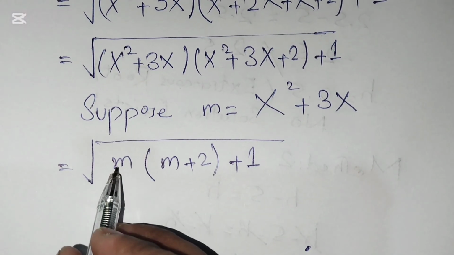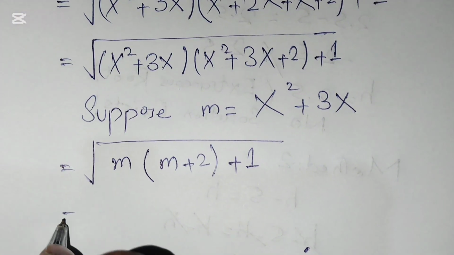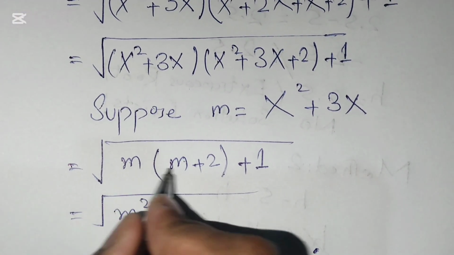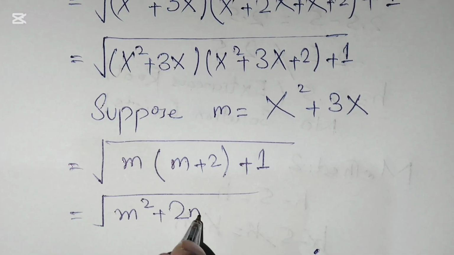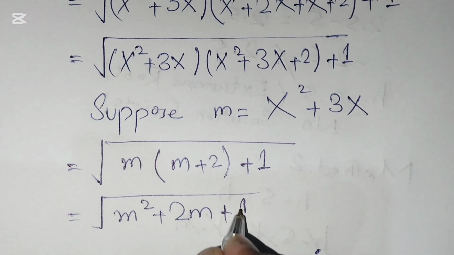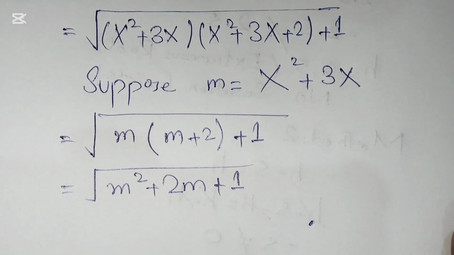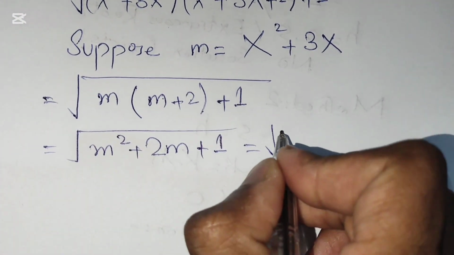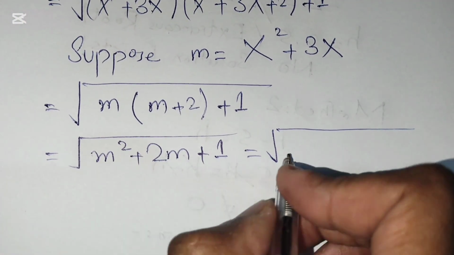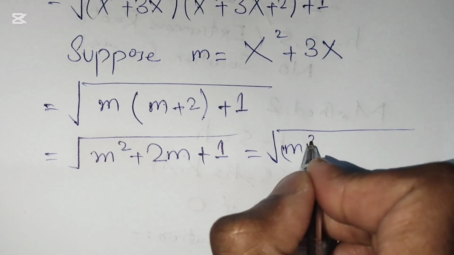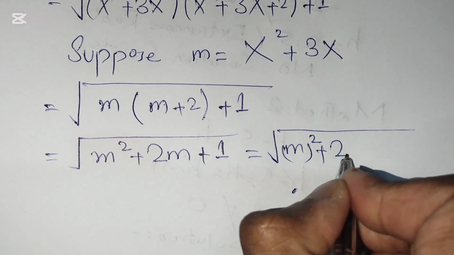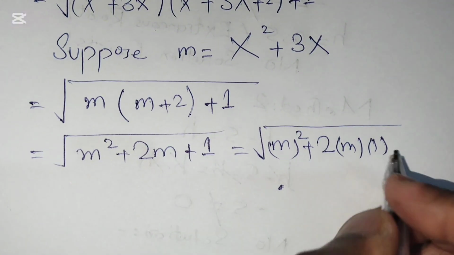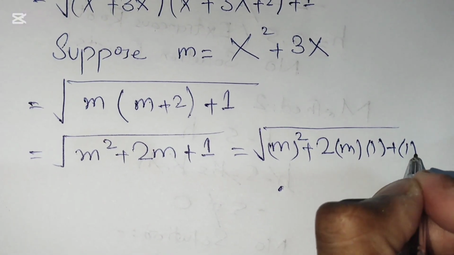Now we will multiply this m inside the square root. It will be m into m, m square. m into 2 is 2m, plus 1. We can write this as m square, this is m square, this is 2 into m into 1, plus this 1 can be written as 1 square.